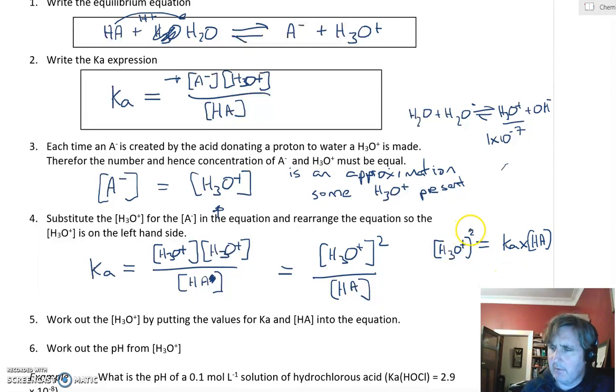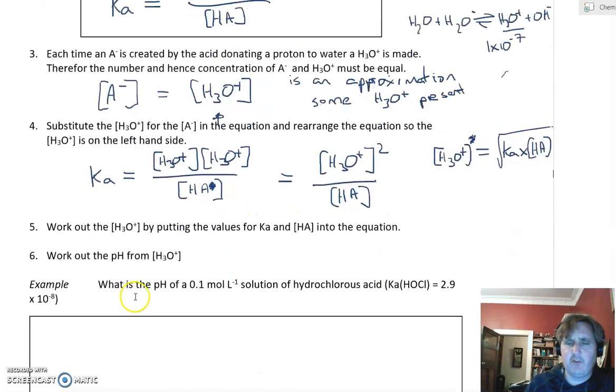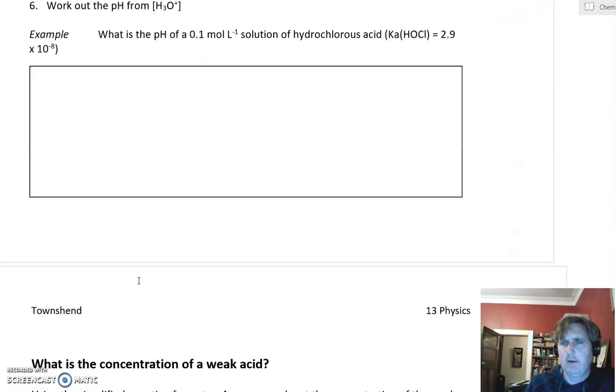But now I can get rid of the squared here. If I square root this side, yeah, then I get rid of the squared and I square root that side. So I get H3O+ equals the square root of Ka times HA. And then I just put the values in and I can work out the answer. So let's look at a specific example here.